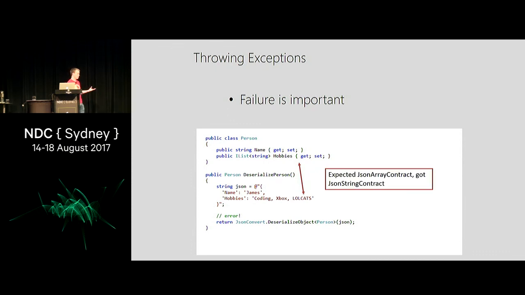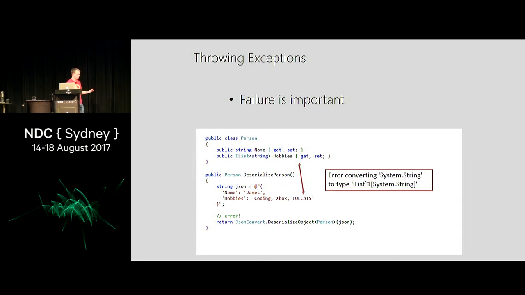And in the original version of JSON.NET, way back when, you used to get this kind of error: Expected JSON array contract got JSON string contract, which to me, as the guy who wrote JSON.NET, makes sense, I know what's going on. To a person who's using this library, that isn't helpful. There's something about strings and something about arrays. I don't see any array in that. I've got a list, but I haven't got an array.